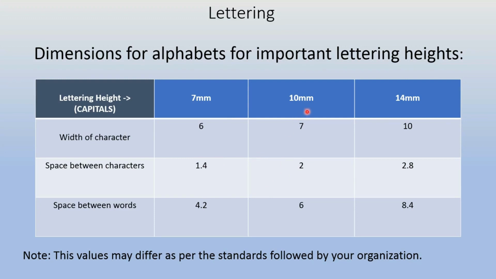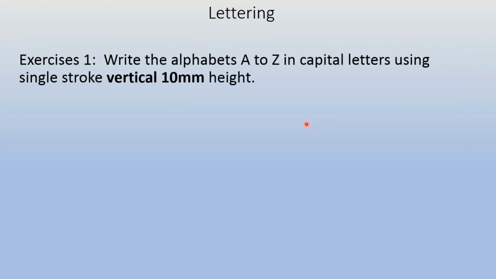So if there is a 10 mm lettering height, you have to take the width of character as 7 mm, and there are some exception cases in this width of characters. I am going to show you while doing the exercise. You will see, for example, the letters I, J, M will not be of the same width of 7 mm. They will change. So we'll see exercise number 1 first.